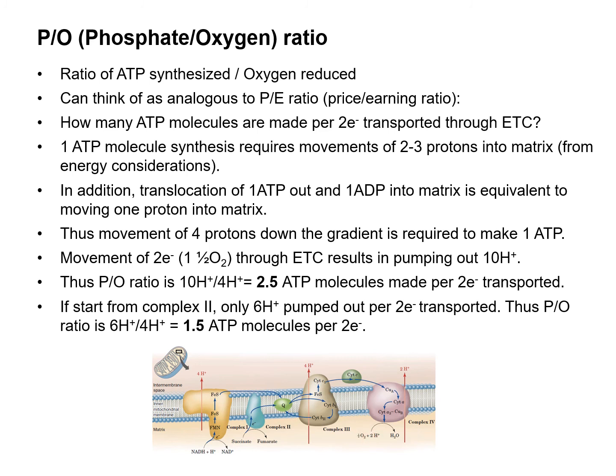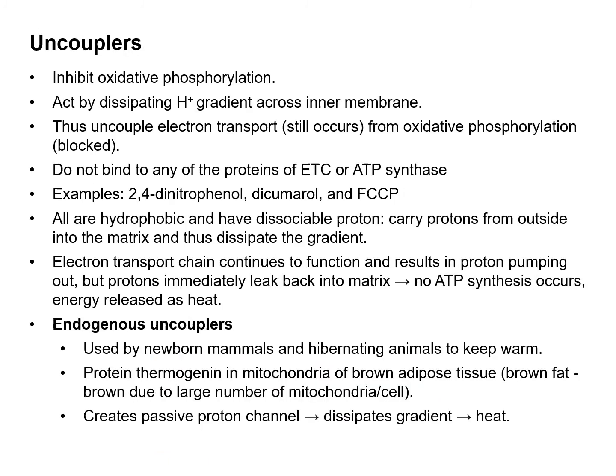If started from complex 2 right here through the FADH2, since this complex 2 doesn't give out or transfer any protons, that's going to be 6 H+ in total. So the P/O ratio is going to be 6 divided by 4, which is 1.5 ATP molecules per 2 electrons.